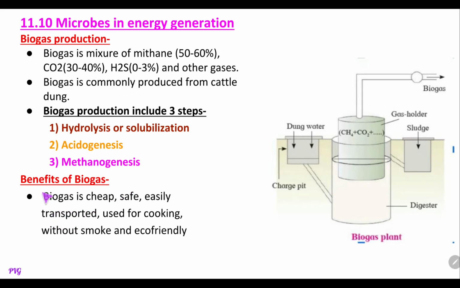Actually, biogas is very much beneficial. As we know, it is used for domestic purposes. Besides this, biogas has a number of advantages: it is a cheap, safe and renewable source of energy. It can be easily generated, stored and transported. It can be used for domestic lighting, cooking, street lighting as well as small scale industries. It burns with a blue flame, that is without smoke.